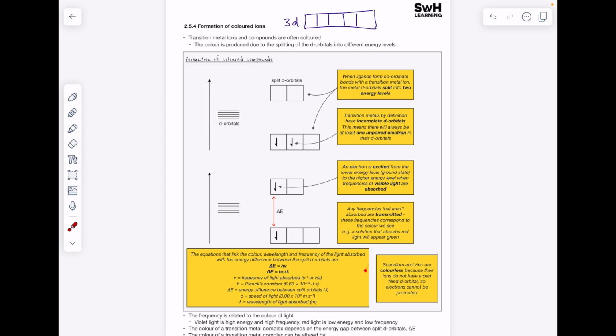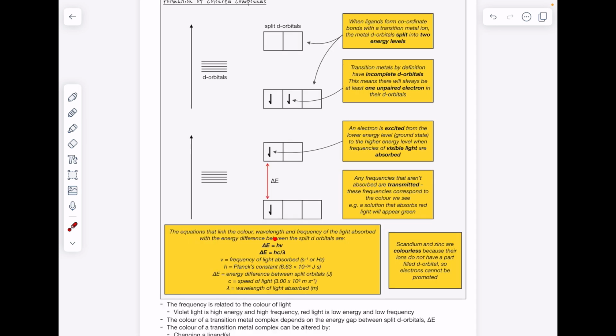Scandium and zinc we've met before, they're not transition metals, in part because they do not have a partially filled d orbital, so electrons therefore can't be promoted from a lower energy level to a higher energy level, and they can't transmit any colours.